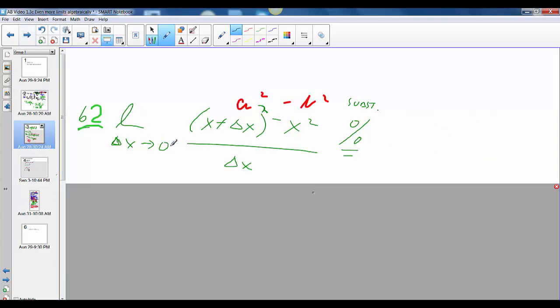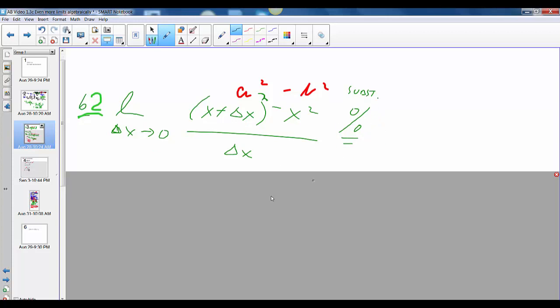Number 62, you have the limit as delta x goes to 0. Think of delta x not as the product of the symbol delta and the variable x, but as a single quantity, delta x. So you have the limit as delta x approaches 0 of the quantity x plus delta x squared minus x squared, over delta x. So if I replace delta x by 0, I'll get x squared minus x squared, which gives 0, over delta x replaced by 0. So I do end up with 0 over 0.